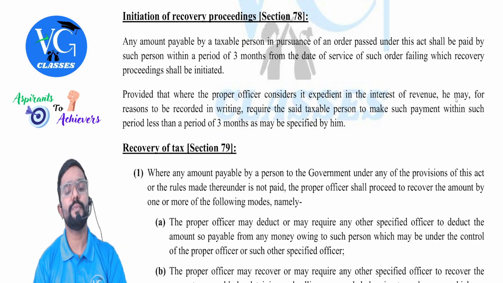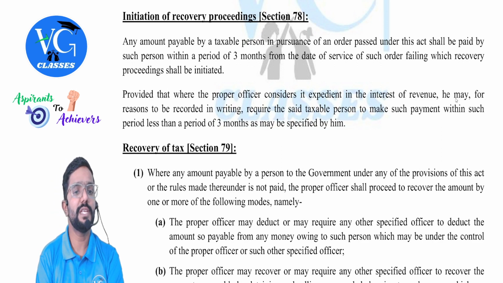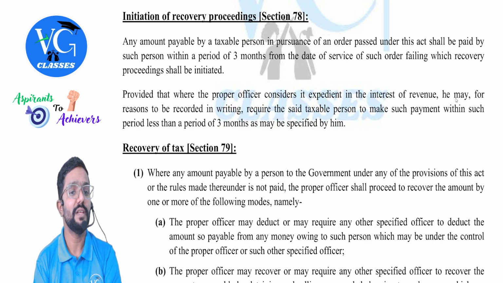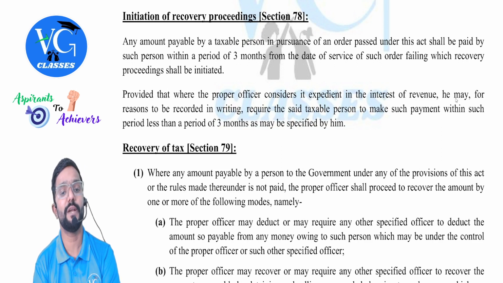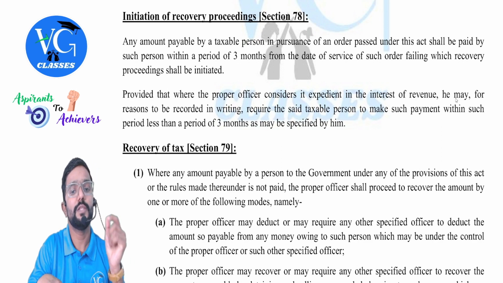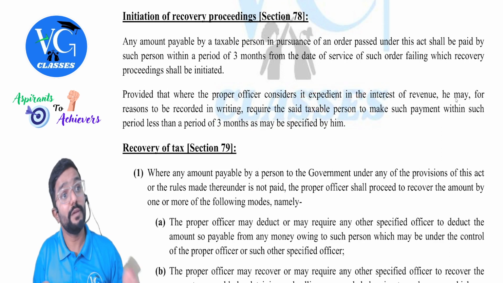Provided that where the proper officer considered it expedient, means necessary, in the interest of revenue, he may, for the reasons to be recorded in writing, require the said taxable person to make such payment within such period less than a period of 3 months, as may be specified by him. Okay, means the proviso is giving the power to whom?